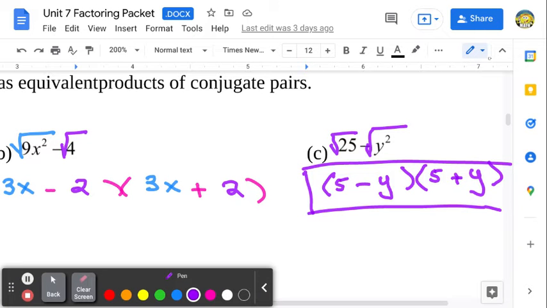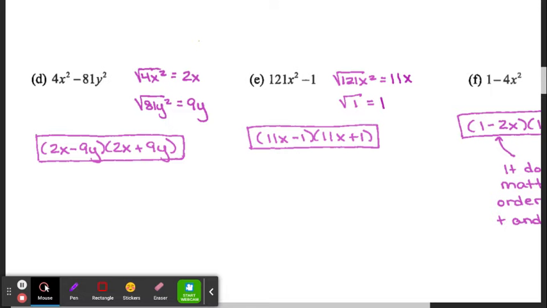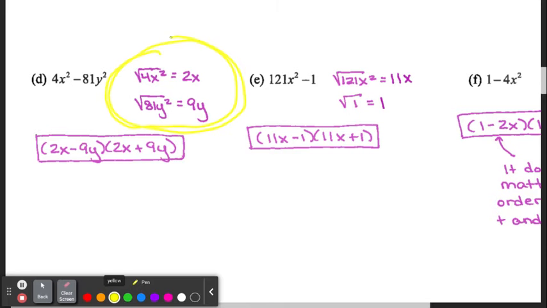So now give the rest of these a try. Pause the video, and then I'll come back and show you my answers. Okay, so what I did here was I just wrote a little bit extra. I wrote what the square roots are. You don't have to do that. That's just, FYI. So there's my answers, 2x minus 9y and 2x plus 9y. Remember, you could put a plus sign here and a minus sign here. That part doesn't matter. What matters is the 2x is at the beginning of the parentheses and the 9y is at the end of the parentheses.